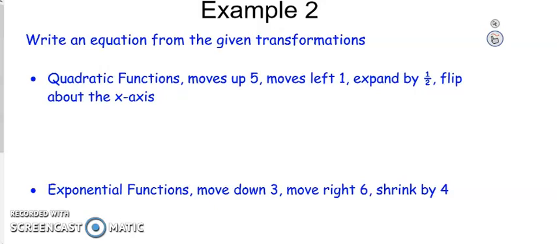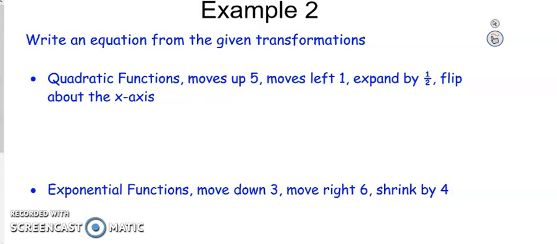They give you what type of function you're dealing with. They tell you that it moves up or down, moves left or right, expands or shrinks, it flips, and all that great stuff. So it shows you what you need. With that, we're going to start off with this part and look at the different pieces and remember how everything looks.